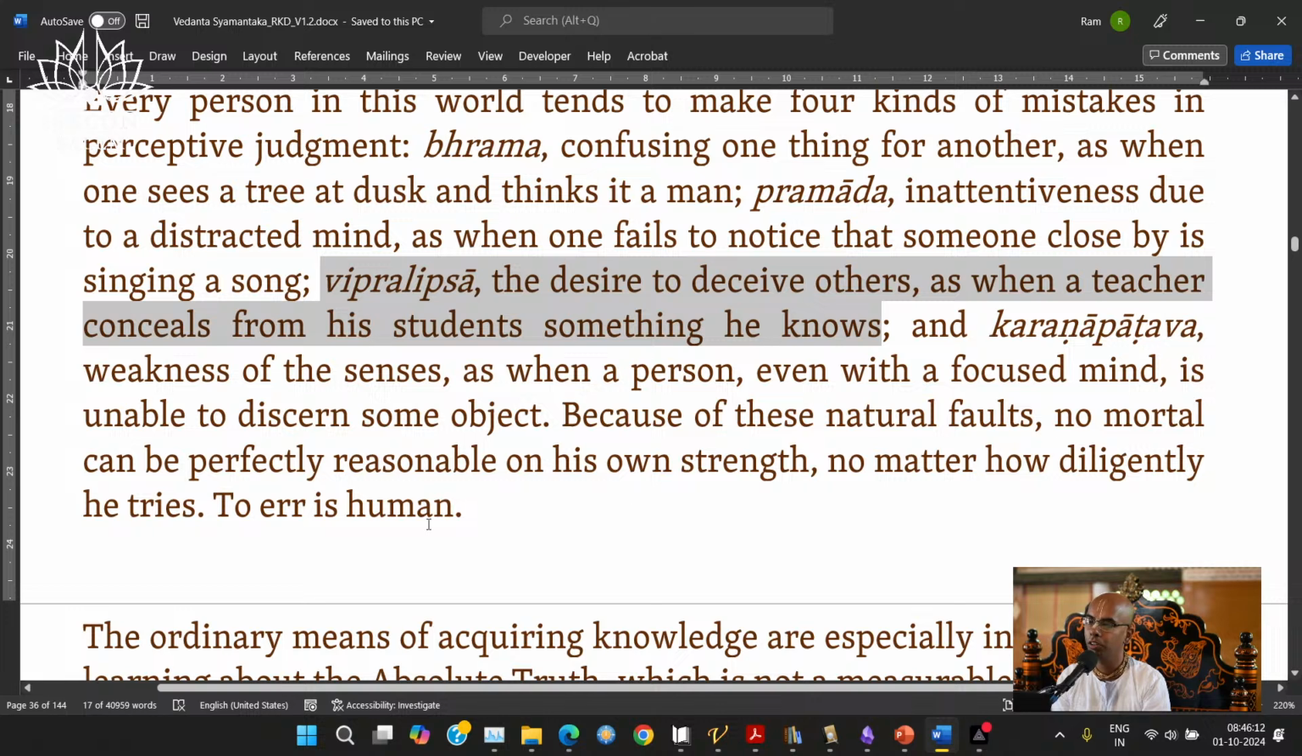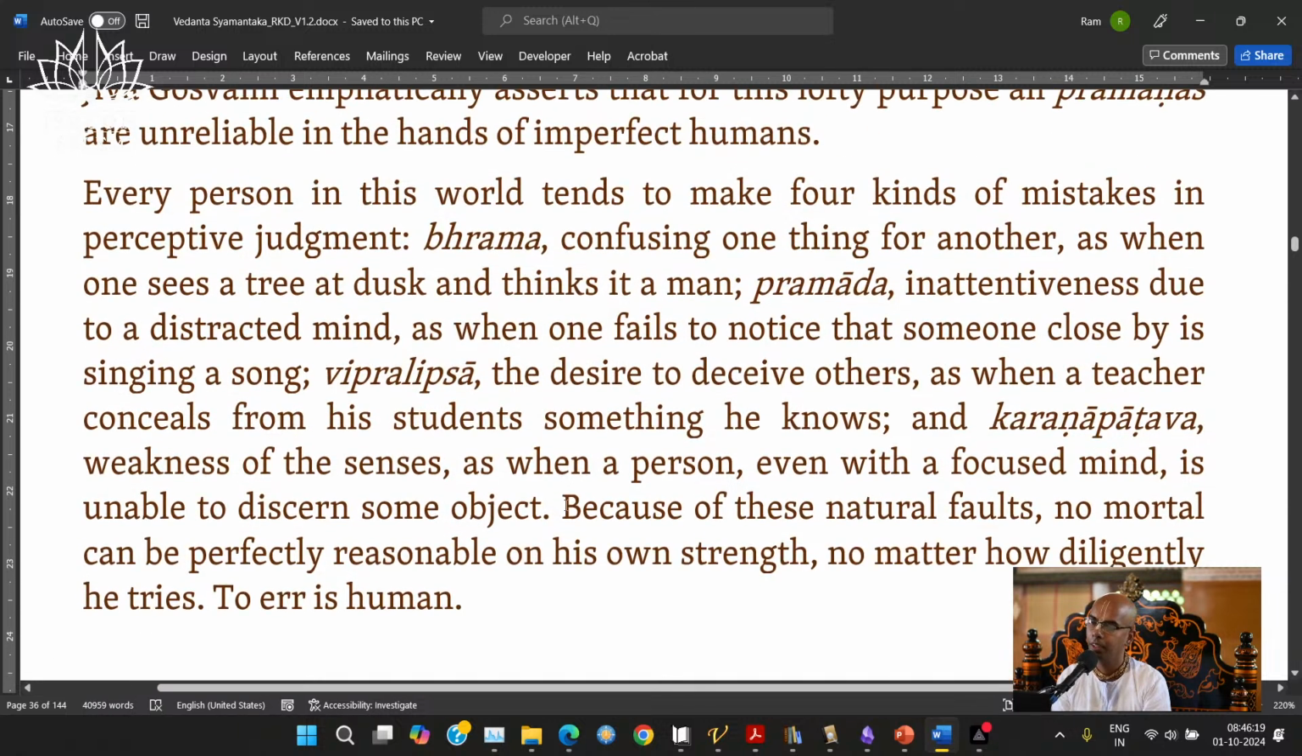Because of these natural faults, no mortal can be perfectly reasonable on his own strength, no matter how diligently he tries. To err is human. Srila Prabhupada in his lectures and books mentions this: there are four imperfections within every living entity of this material world. There is a tendency to cheat, to get illusion, to commit mistakes, and then we have imperfect senses. So, with these four imperfections, Brahma, Pramada, Vipralipsa and Karana Patava, we will not be able to gain perfect knowledge.